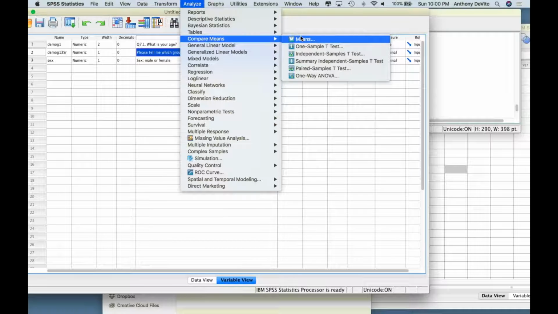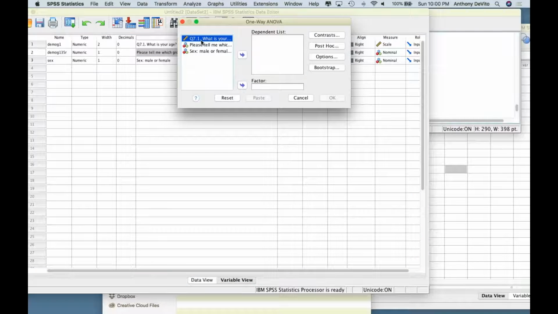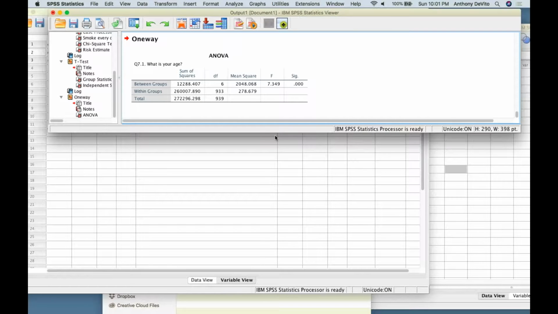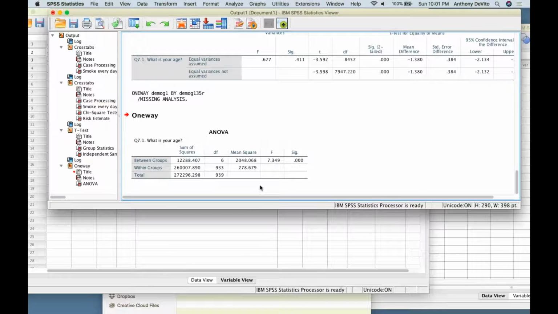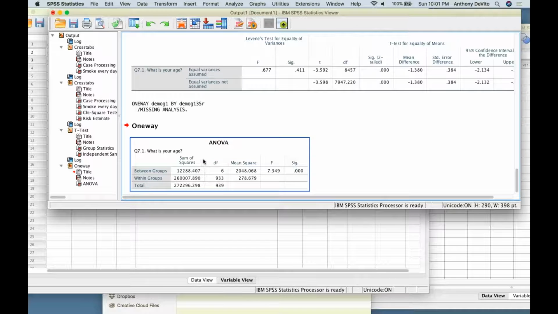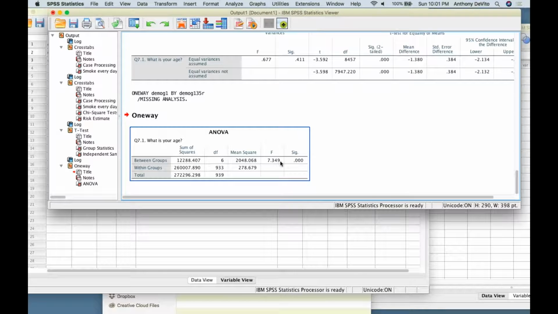Except now, I can't use an independent samples t-test because there's more than two values for the ethnic groups, right? So I have to go down here to analysis of variance. I'm going to put my age into the dependent list, and instead of putting the sex, I'm going to put the ethnic groups into the factor box, right? I'm going to go ahead and run that. It's going to run a one-way analysis of variance. It's going to compare the variability within the groups and outside of the groups, and it's going to find that our F value is 7.349.